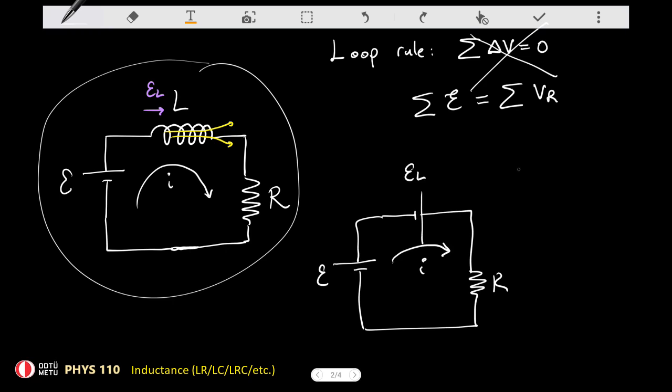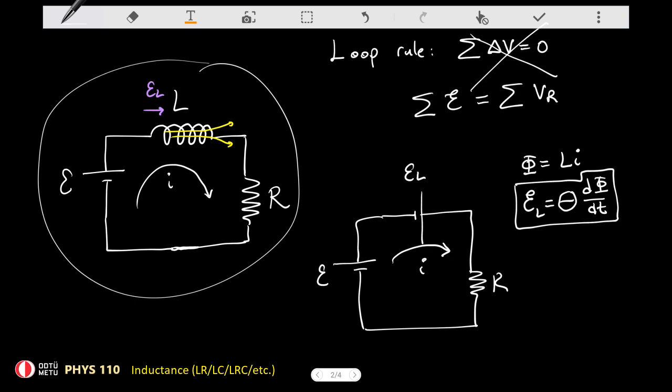Another thing is this. I know that the flux through the inductor is equal to L times I. So therefore, the EMF on the inductor is equal to, this was Faraday's law, the negative of the rate of change of the flux. Let's remember that in Faraday's law, there's a minus sign.